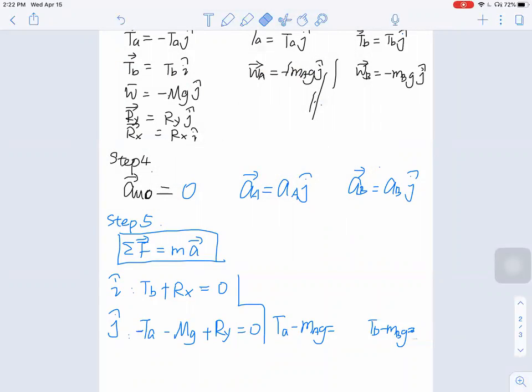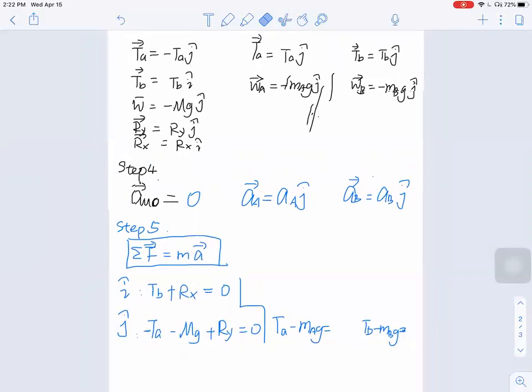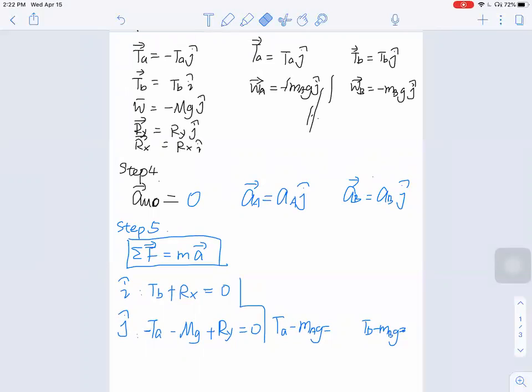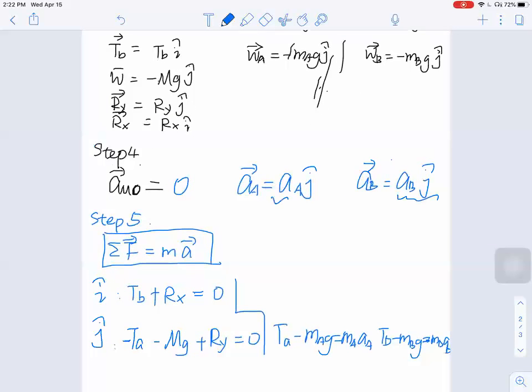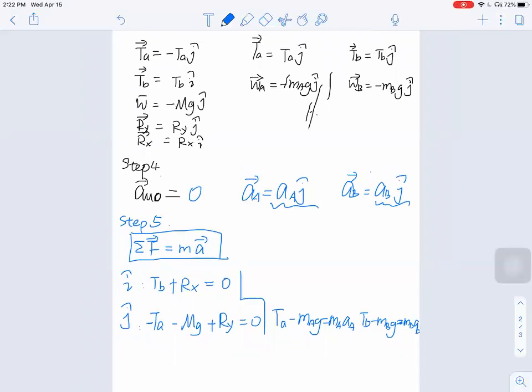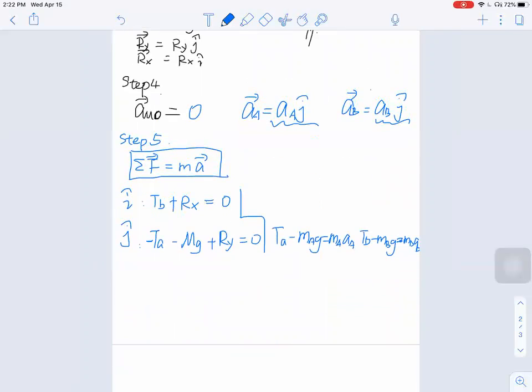0 is not right. If you have 0, that means you are still in statics. This is dynamics. So tension minus MAG is not necessarily equal to 0, because you need to account for the acceleration. So it equals MA times AA. So for B it equals MB AB, since we have acceleration for both A and B. Okay, so I think that's the common place students can make a mistake.